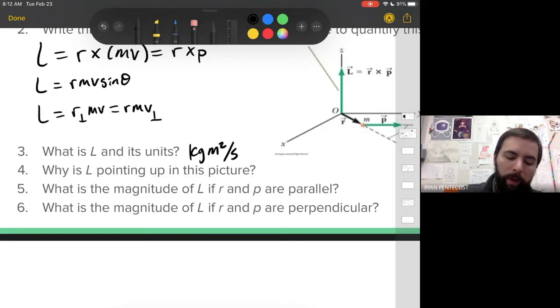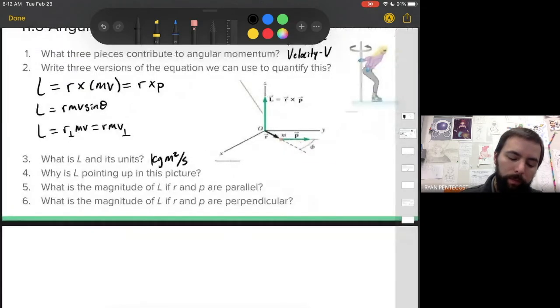Similar to what we had with momentum, right? Momentum is kilogram meter per second. Here you just add another meter because you are multiplying by that radius, right? So you've got the kilogram meters squared per second instead of a kilogram meter per second for your usual momentum.